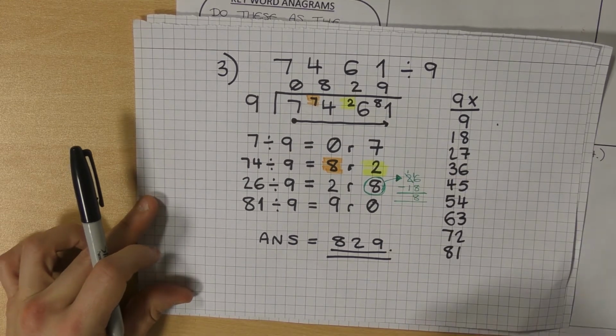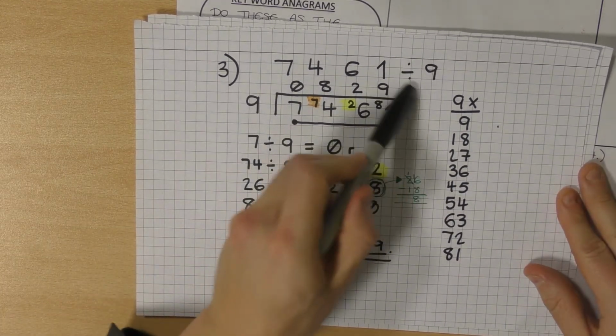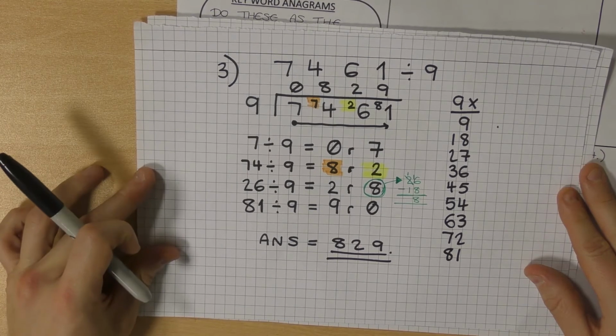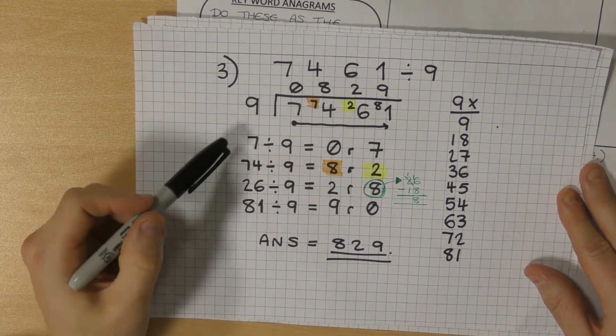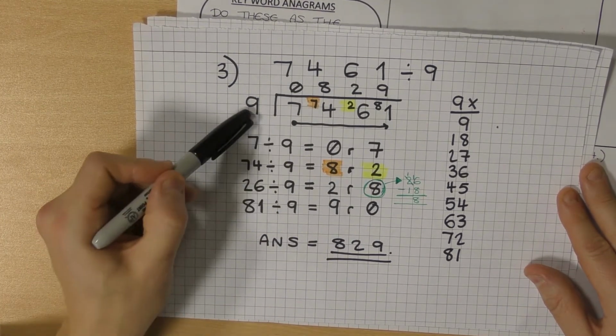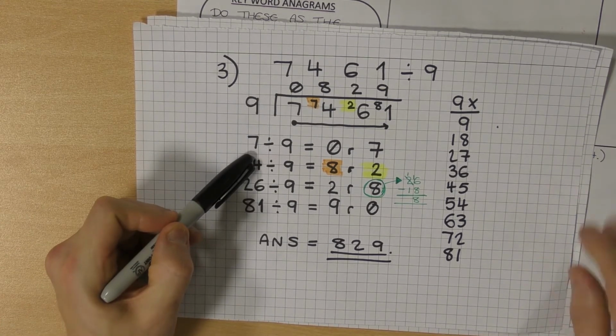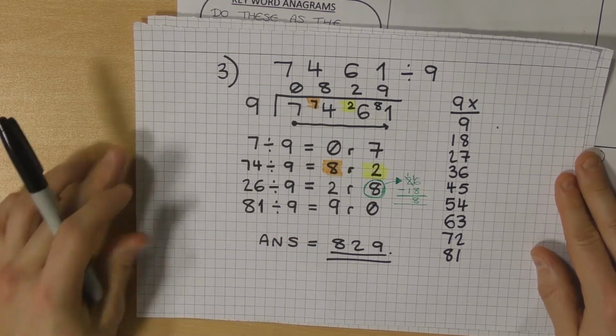7461 divided by 9. What I divide by goes on the outside. I work from left to right and start by saying 7 divided by 9. 7 divided by 9 is 0 remainder 7.